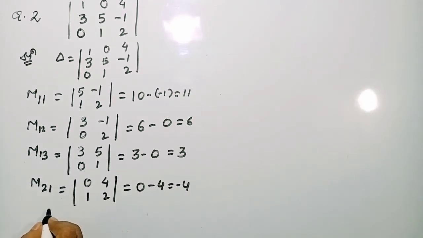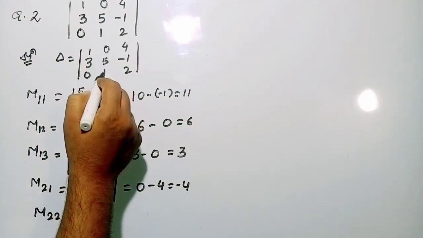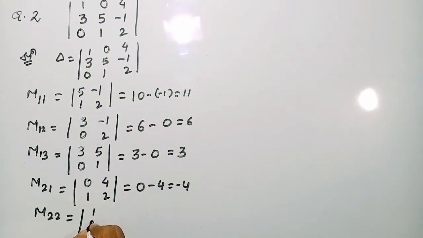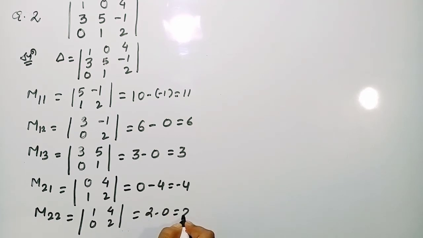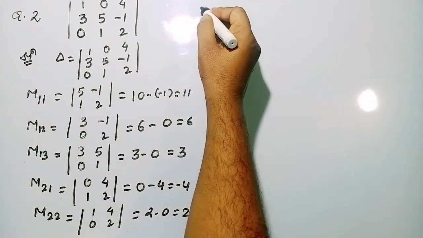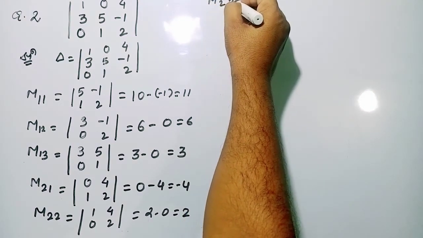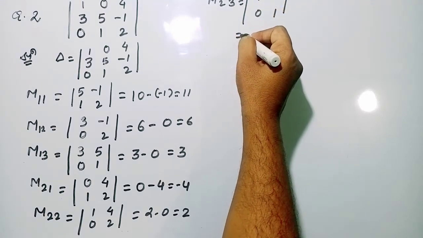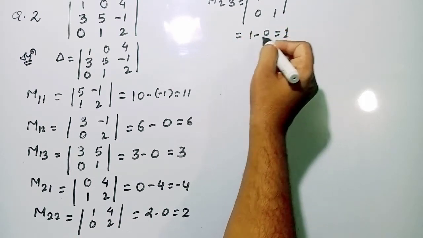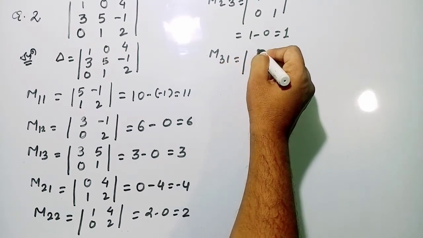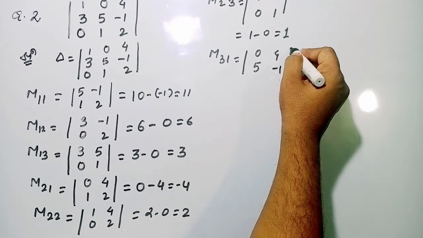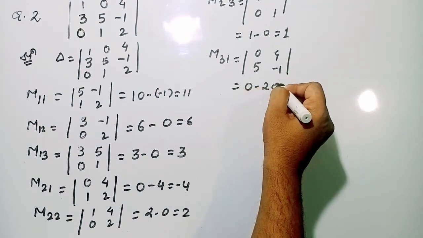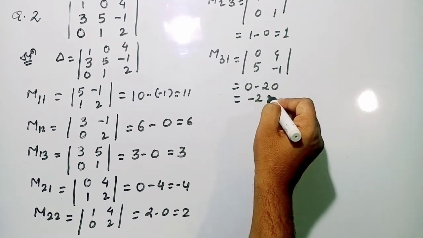Okay. Now next is M22, so deleting the element of second row and second column, remaining elements 1 0 4 2, so 1 into 2 minus 0, we are getting 2. Now the next is M23, so M23 will be 1 0 0 1, so doing the cross multiplication we are getting 1. M31, so deleting the element of third row and first column, so 5 0 0 5 4 minus 1, so 0 minus 20, so we are getting minus 20.